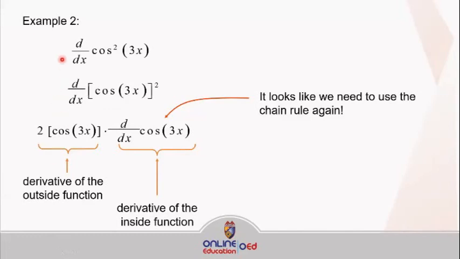So, example number 2, we have d over dx cosine squared 3x. So, ito yung given natin. Or, equivalent siya with the value of d over dx. We have here yung cosine 3x raised to 2. And then for the derivative nito, kapag nag-derive tayo, una, we have yung 2, which is yung exponent natin, and then cosine 3x, and then derivative ng cosine 3x, itong part na to. So, ganun siya.